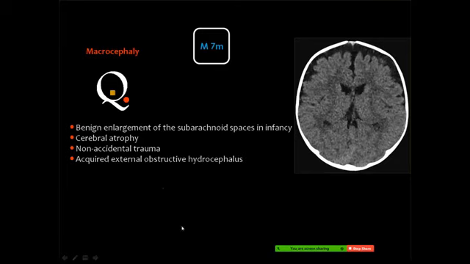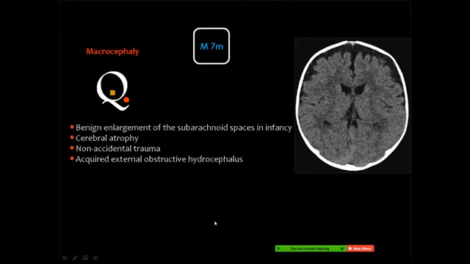Alexander is not present here. Metachromatic is not present in the suggested options. Acquired state of obstruction. Canavan. And this is a benign enlargement of the subarachnoid CSF space in infancy.